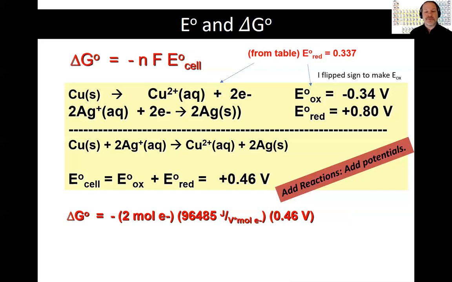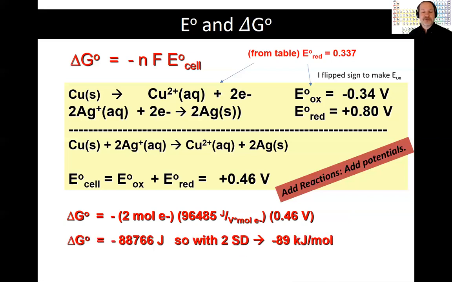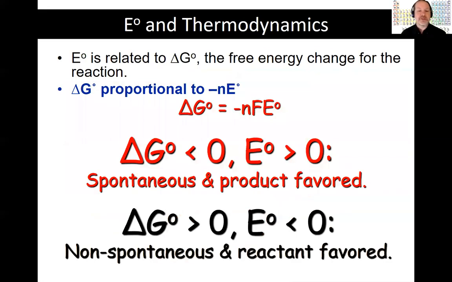Now the cell potential 0.46 is plugged into this equation and the volts cancel out and I'm left with just joules, in fact, negative joules. I can divide by 1,000 to get into kilojoules, and I see that I have a Gibbs free energy of negative 89 kilojoules per mole. And so now we know that a negative Gibbs free energy is a spontaneous, product favored chemical reaction. So from this equation, we can make the connection between the signs of Gibbs free energy. When it's negative, that is a spontaneous and product favored chemical reaction.